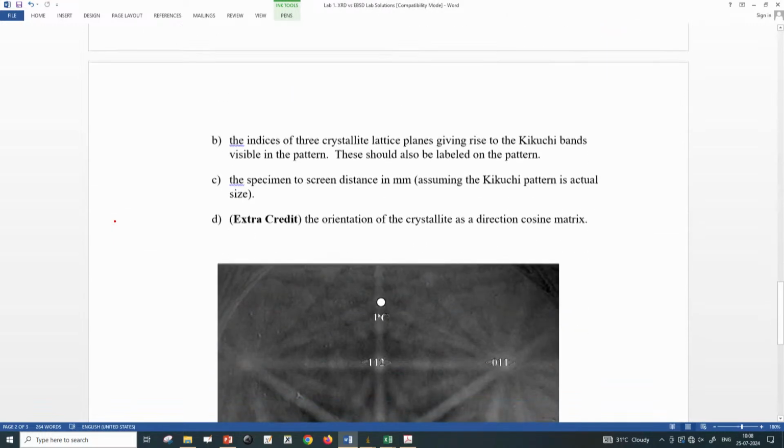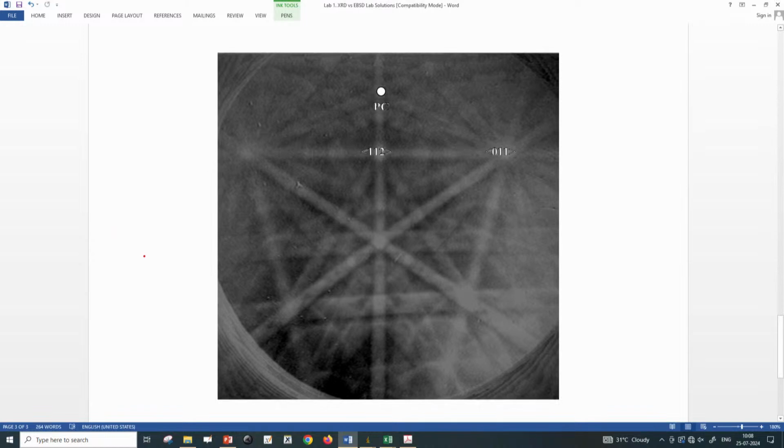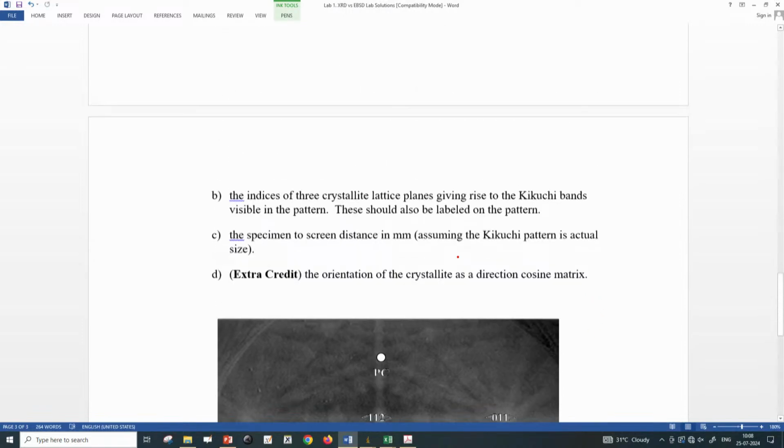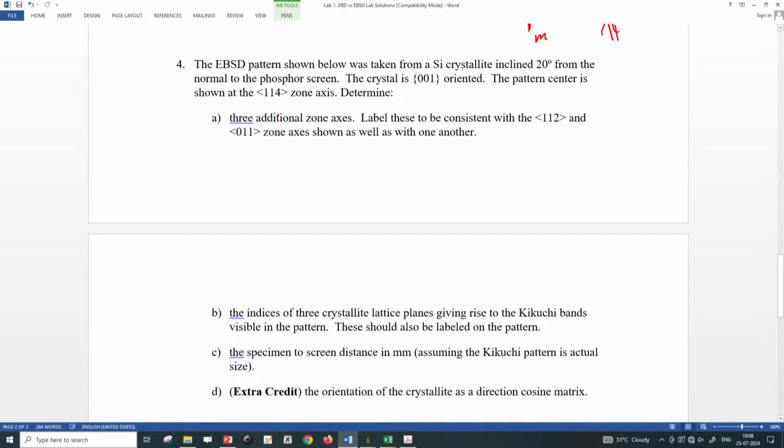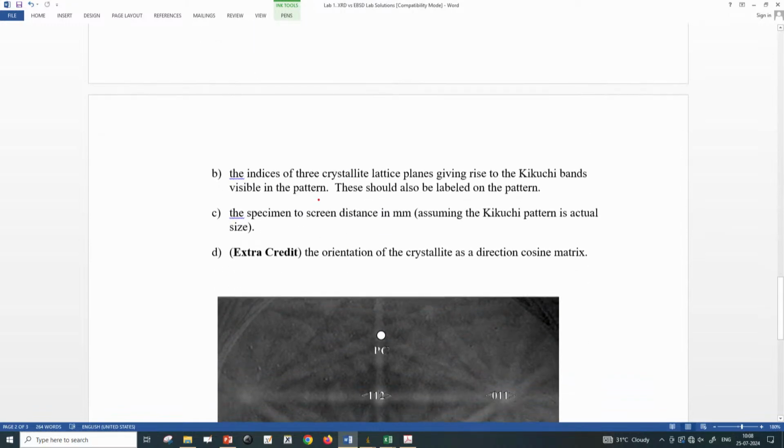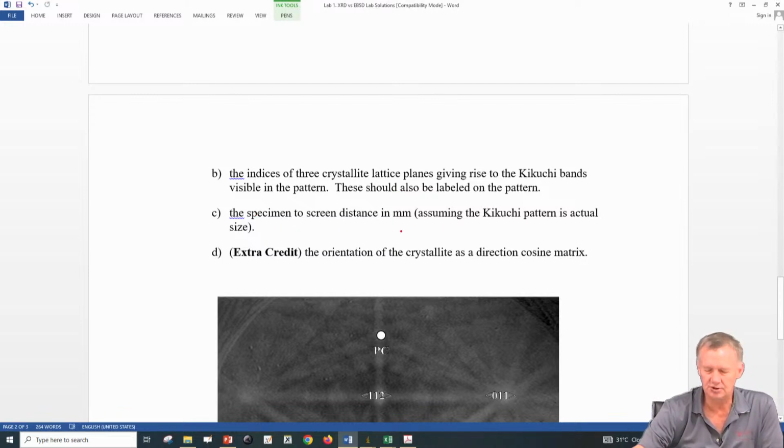All right, so we're going to be looking at this pattern for our last exercise. I said, let's draw 3 additional zone axes. We've been playing with this already, so this shouldn't be too hard now. And then we're going to do the indices of the lattice planes for the Kikuchi bands. We've done some of that. Then we're going to determine the specimen to screen distance. We've done that already, so that's going to be easy.